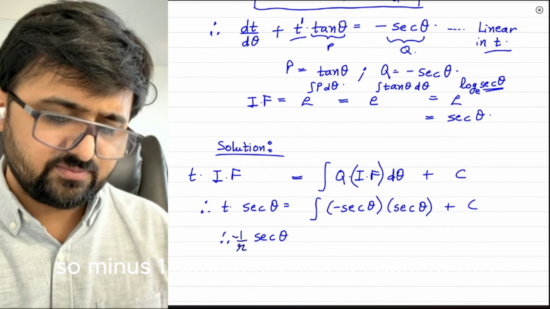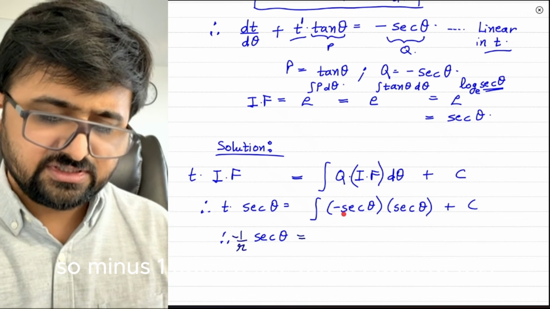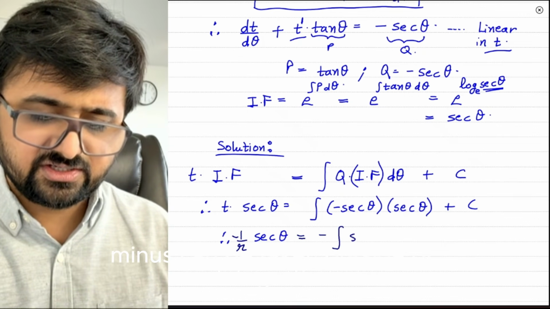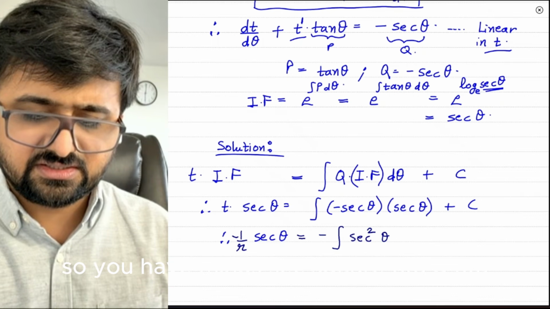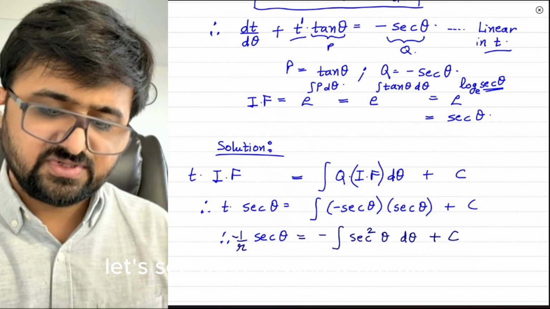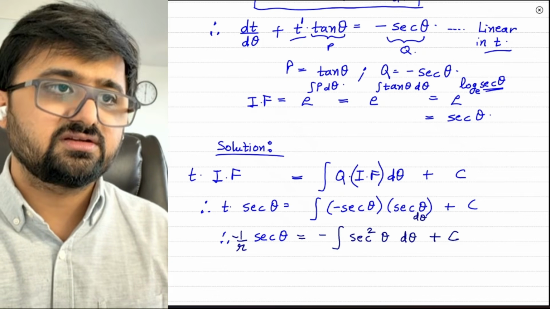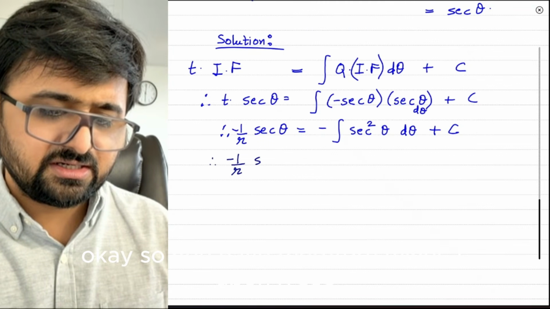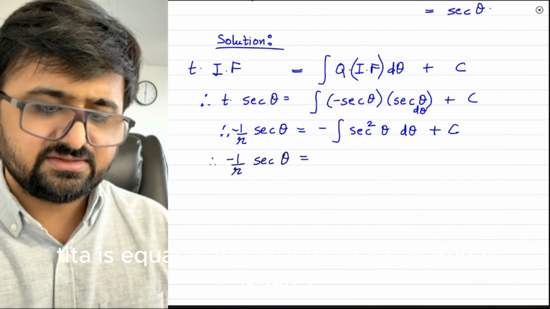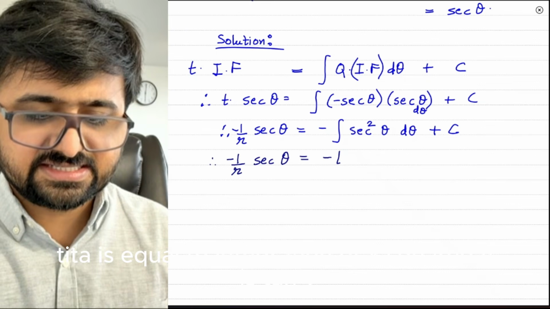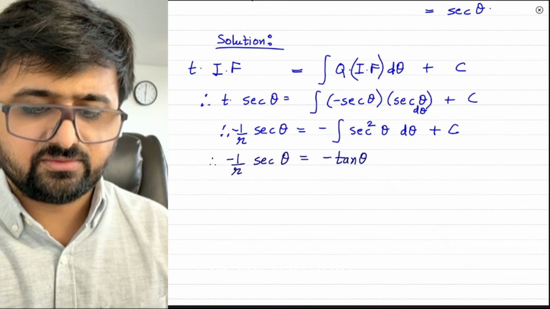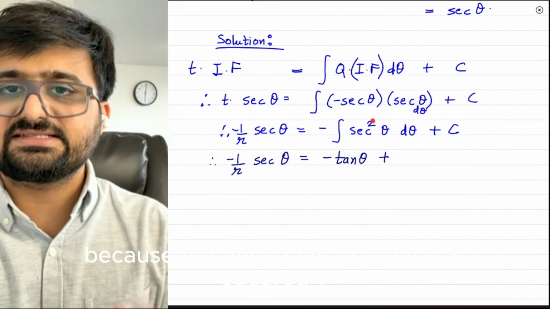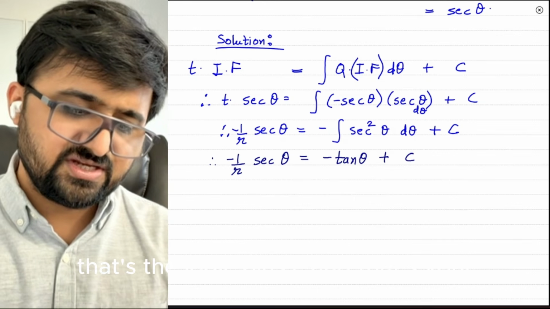So minus 1 upon r sec theta is equal to, this minus can be taken outside of integration. So you have minus sec square theta d theta plus c. There is also d theta here. So therefore minus 1 upon r sec theta is equal to integration of sec square theta, which is tan theta by formula, because the derivative of tan theta is sec square theta. That's the logic. Plus c.